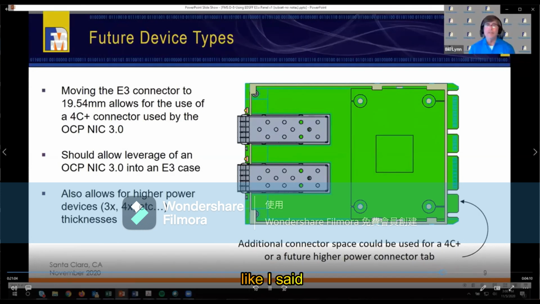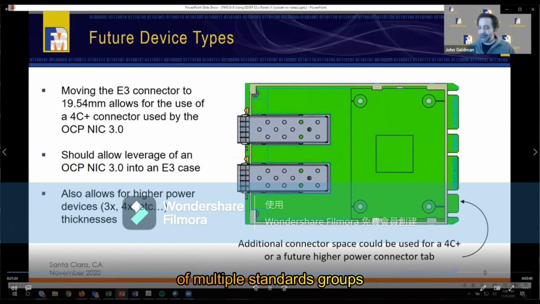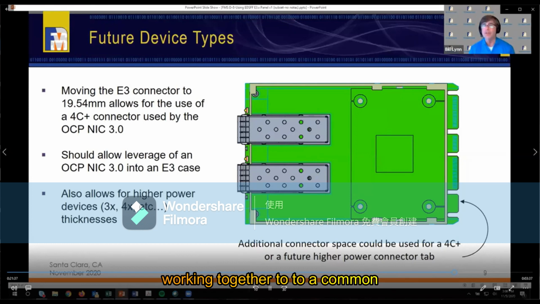Oh yeah, I mean, like I said, this allows us to do front-facing I/O, so we can take essentially a NIC and plug it into one of these slots and bring I/O out the front. By moving the connector, we aligned ourselves with the OCP3 NIC, and it turns out that the OCP3 NIC uses the SFF-TA-1002 connector, so we were able to align there. And it's a really good illustration of multiple standards groups working together to a common cause.